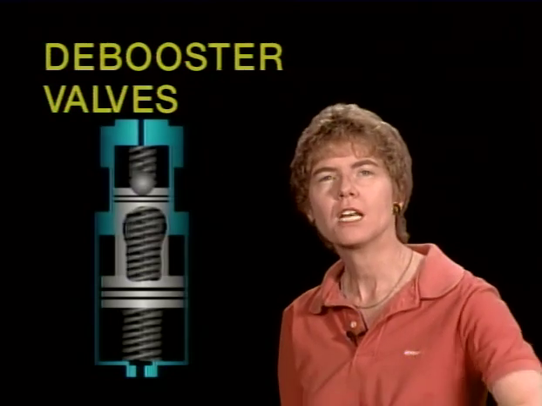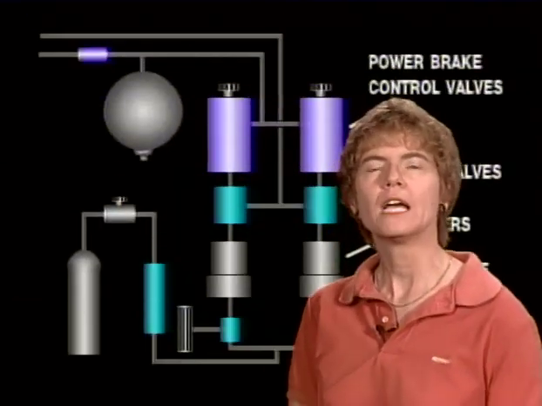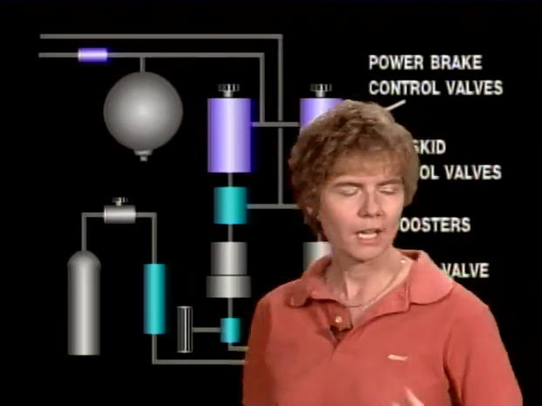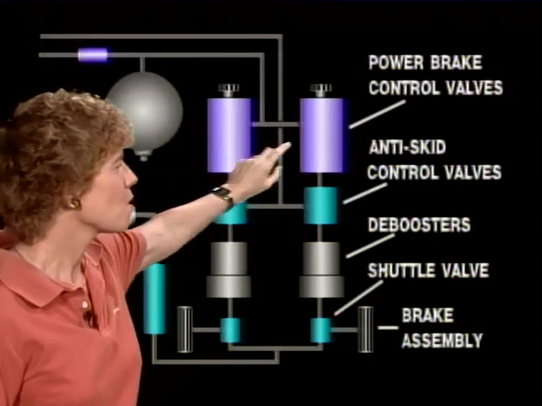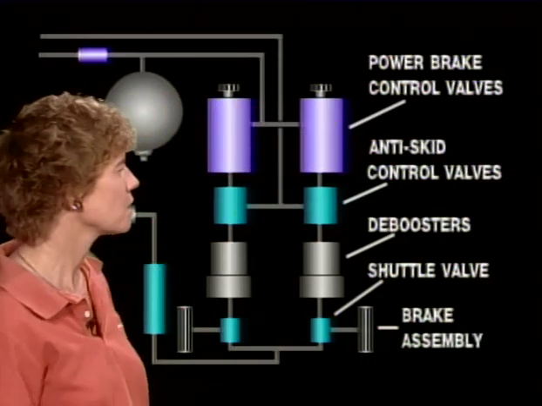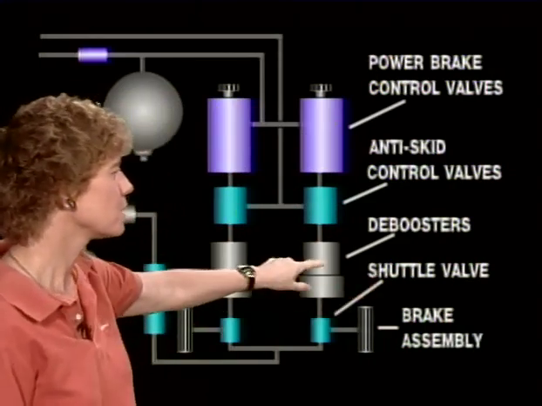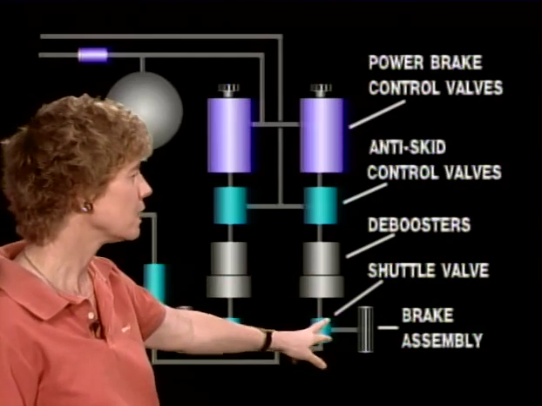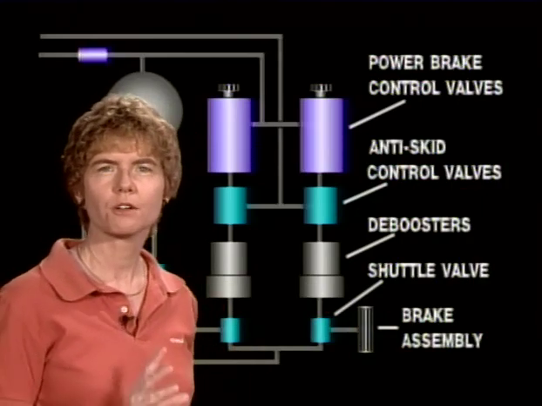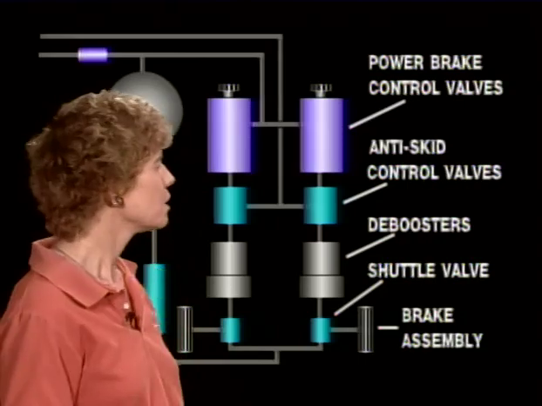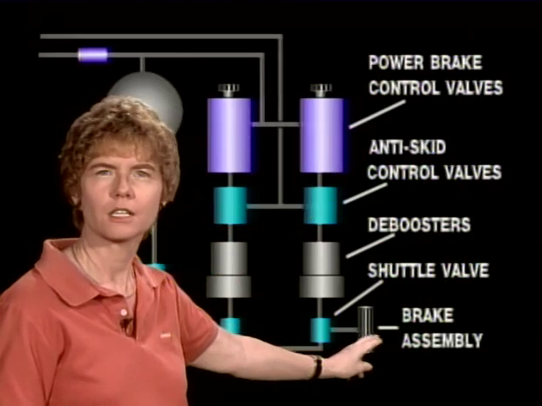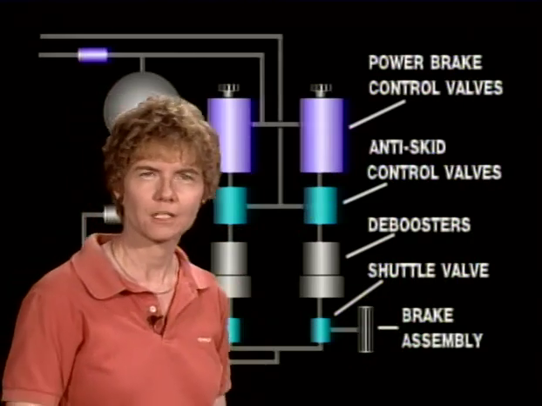Now, if you're using a brake debooster valve in a power brake, hydraulic brake system, where is it going to be located? Well, in this system here, you've got the power brake control valves, you've got anti-skid control valves, which we're going to be talking about later. Here are the debooster cylinders, the shuttle valves at the brake, and then the brake assembly itself. So where the brake debooster is going to be located on the choices they give you is between the power brake control valve and the brake actuating cylinder that is down on the brake assembly.